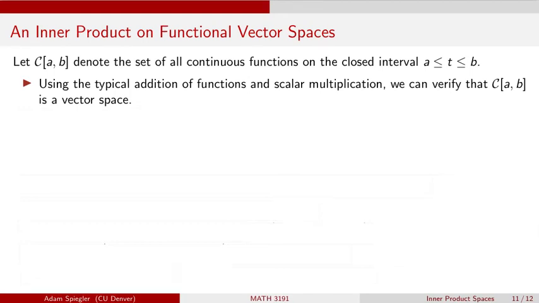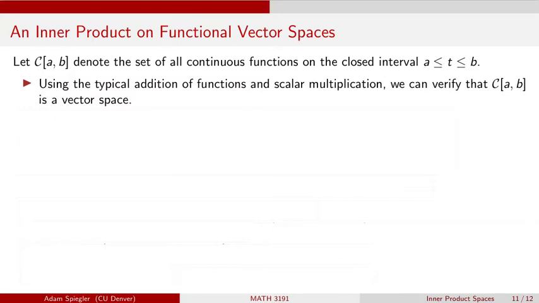Okay, welcome everyone. So in this video, I want to continue talking about inner product spaces, and we're going to look at inner product spaces other than just Rn with the usual dot product. So in this case, I want to consider the vector space that we're going to denote with a script C from the closed interval a to b. So the objects in this vector space are continuous functions on the closed interval from a to b.